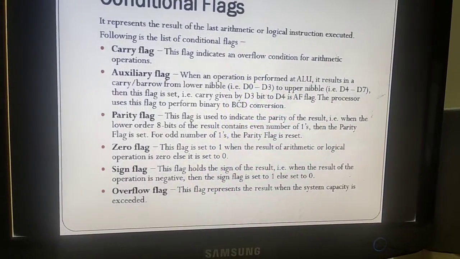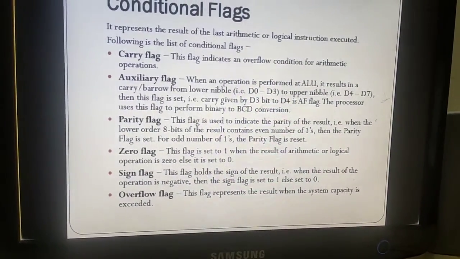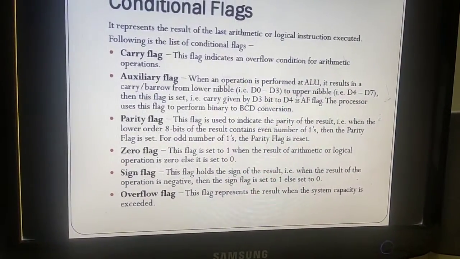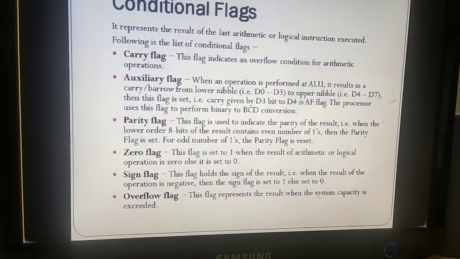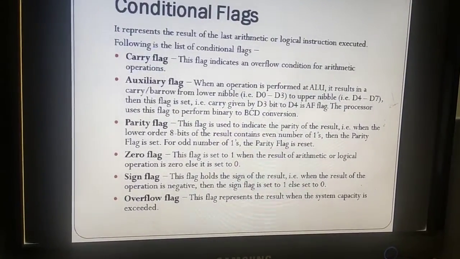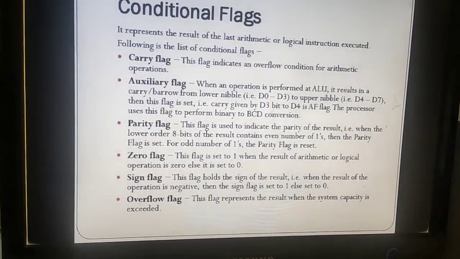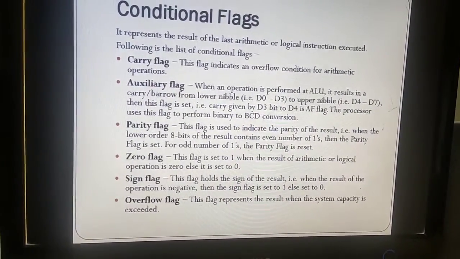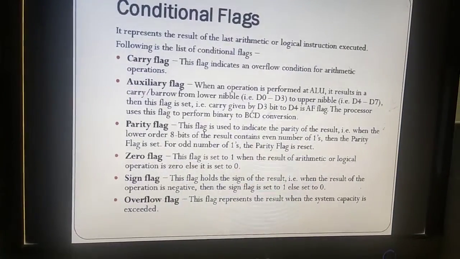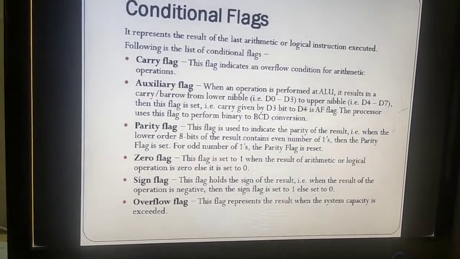There are certain flags like the parity flag. This records the parity, that is, whenever you get the answer, whether an even number of ones are there. In an 8-bit result, if the count of ones is even, then even parity is set. Otherwise, if the count of ones is odd, then odd parity is set.